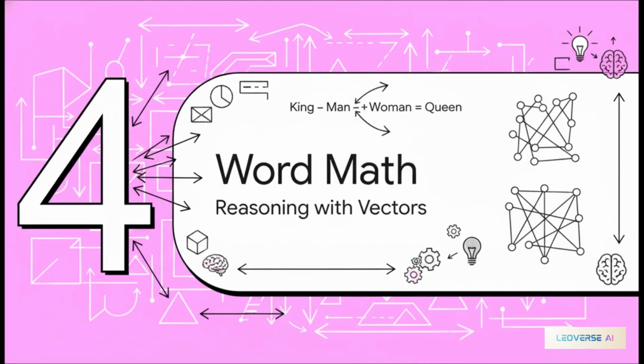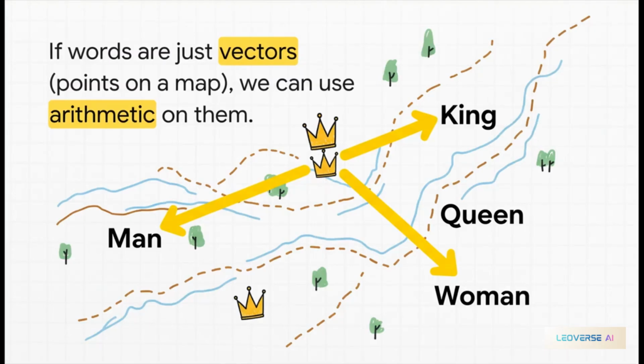Now, having this map of meaning leads to something that is just incredible. Once our words are basically coordinates or vectors, we can start doing math with them. And this isn't just regular math, it's more like a form of reasoning. The idea is pretty simple when you think about it. If words are just points in space, we should be able to add and subtract their coordinates, right? And by doing that, we can actually navigate the map and explore the relationships the model has learned.